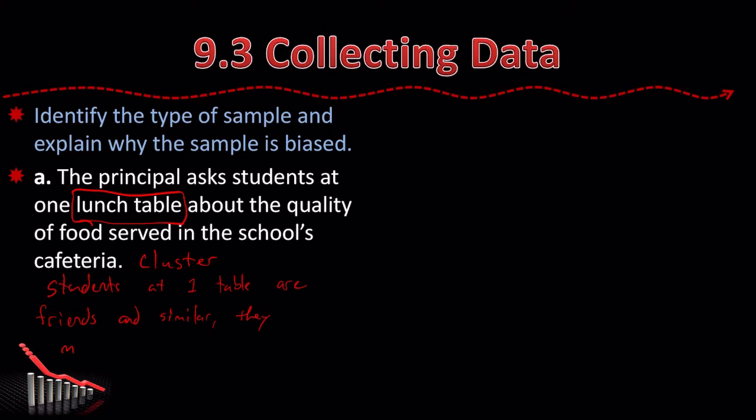So the students at one table are friends and similar. They may be different than other tables.